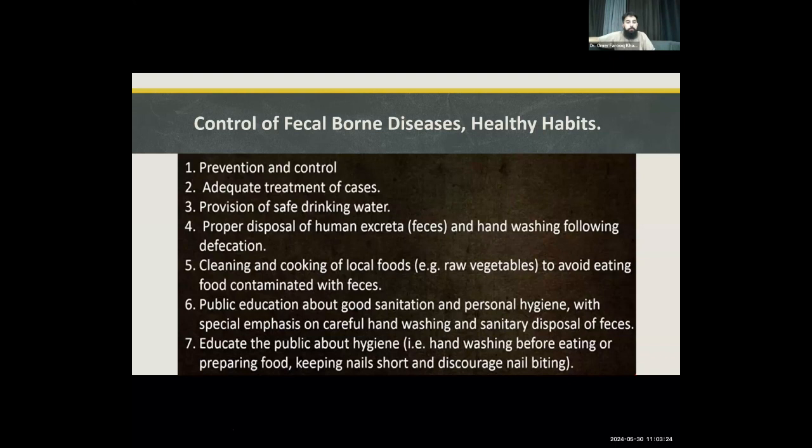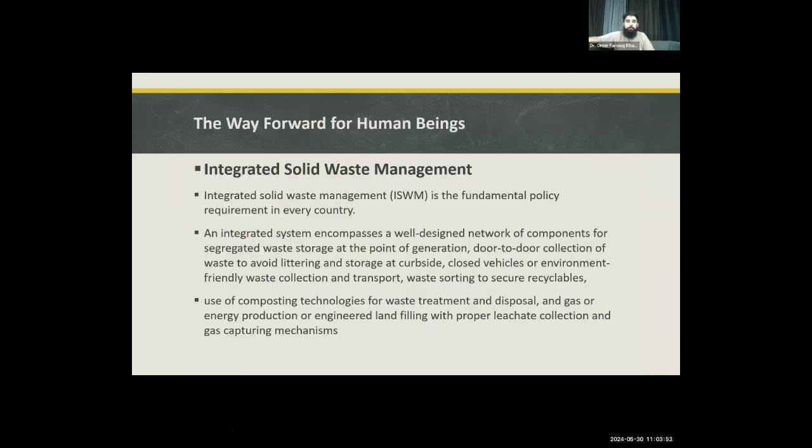Then proper disposal of human excreta, feces, and hand washing following defecation should be encouraged, including for children, as well as cleaning and cooking of local foods, for example raw vegetables, to avoid eating food contaminated with feces. Then public education about good sanitation and personal hygiene, with special emphasis on careful hand washing and sanitary disposal of feces. Next slide, please. Educate the public about good hygiene, hand washing before eating or preparing food, keeping nails short, and discourage nail biting in children and teenagers.